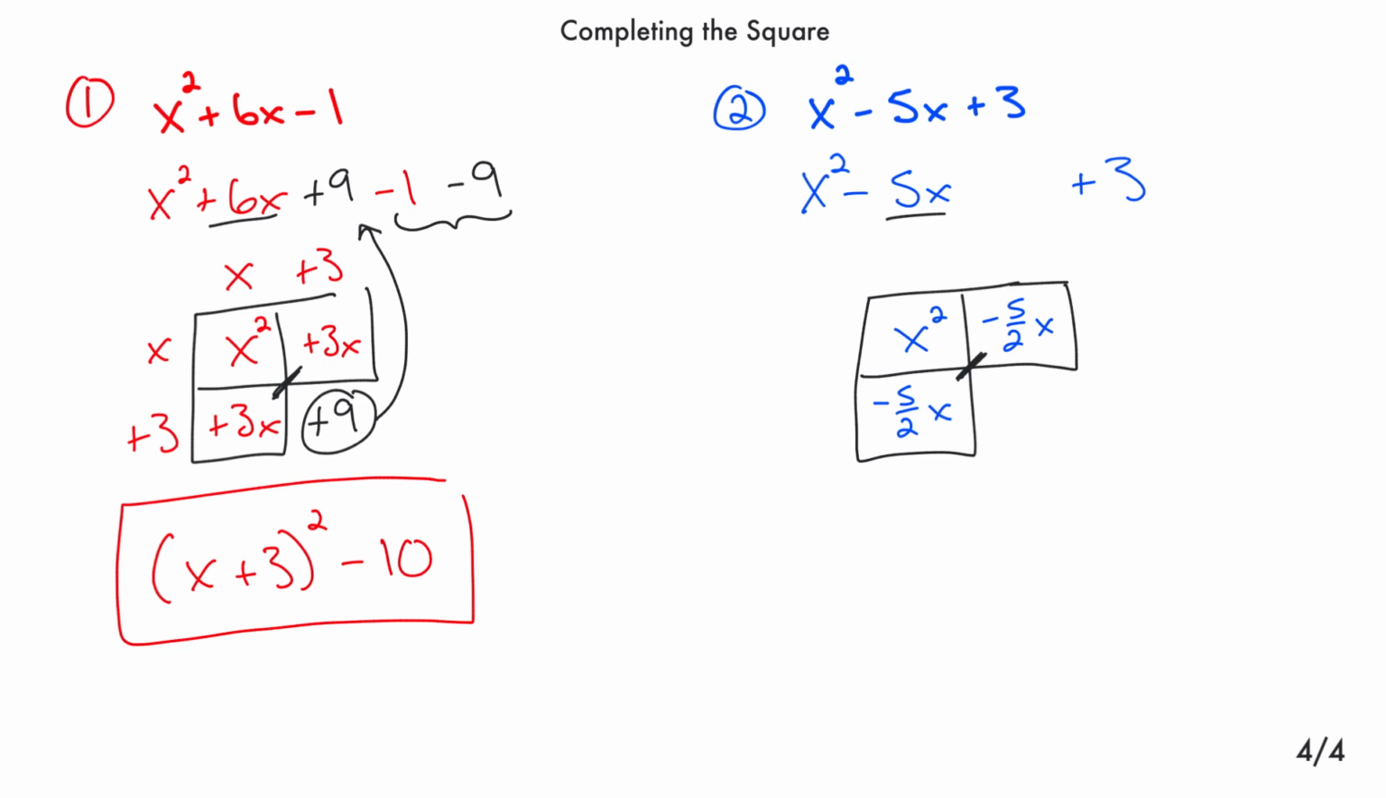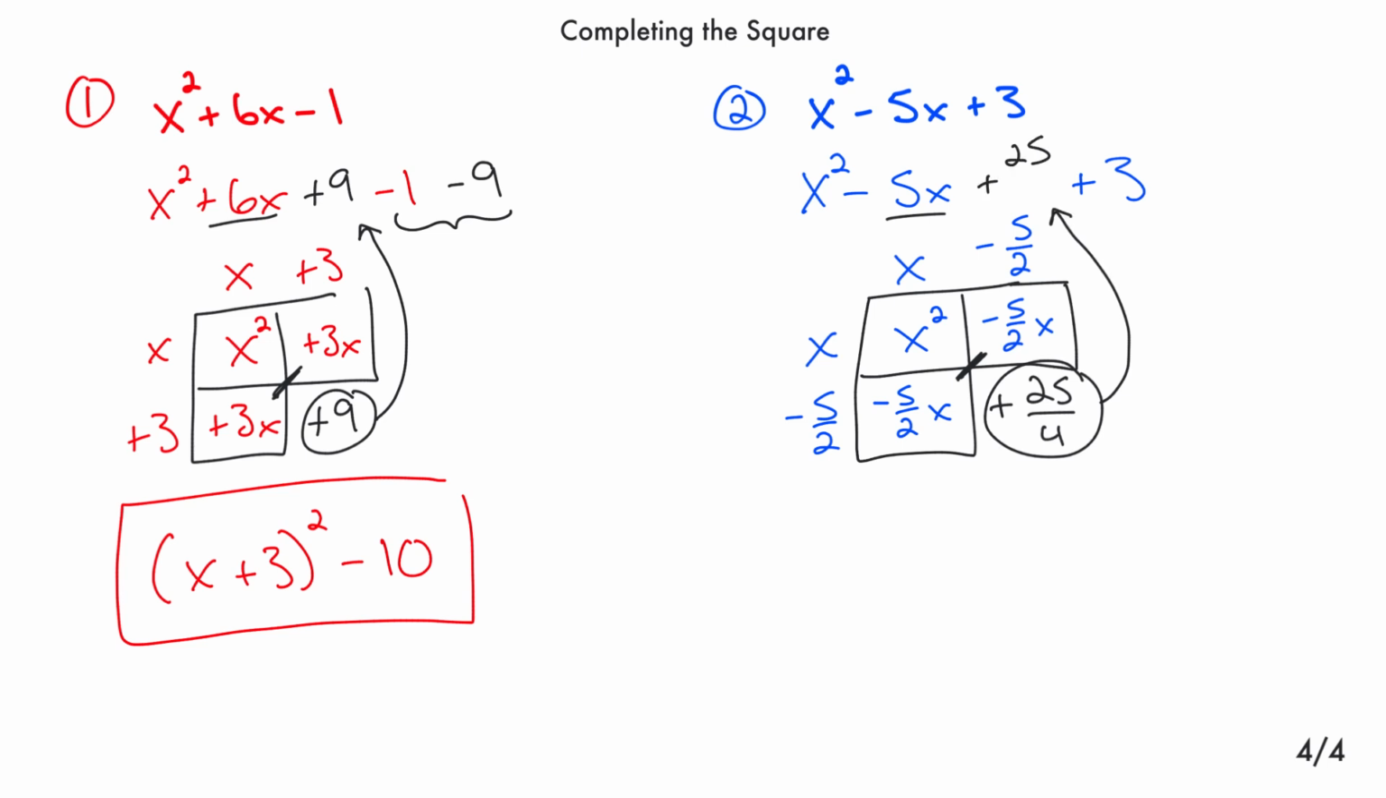Because those are negative 5 over 2's and the top left is x squared, I know this is going to be x and x. Negative 5 over 2 and negative 5 over 2. So the piece that we are missing is going to be negative 5 over 2 times negative 5 over 2. A negative times a negative is positive. The way we multiply fractions is top times top, 5 times 5 is 25, and bottom times bottom, 2 times 2 is 4. So that's the piece we're missing. That's the piece that's going to go right there.